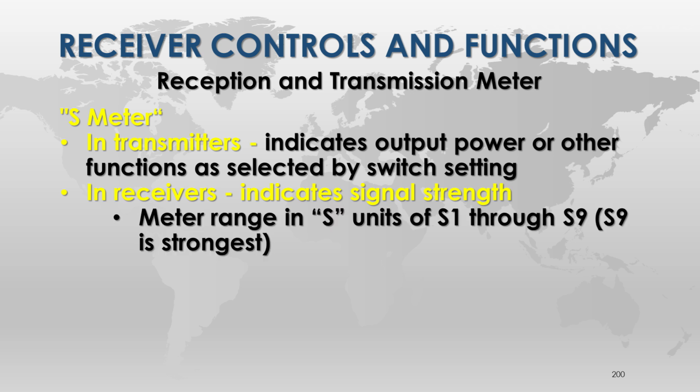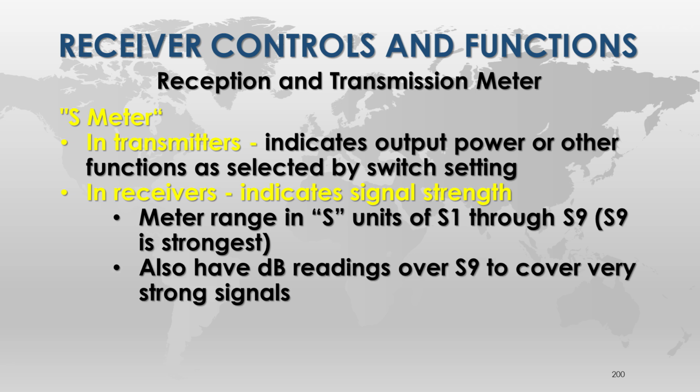The S meter ranges in S units from S1 through S9, with S9 being the strongest. I also have decibel readings over S9 to cover very strong signals. Sitting in my house on the Roxanne repeater, about 3 miles away, anybody I talk to on the system has an S meter reading of 60 dB over S9, because I'm reading the repeater's output, not their input. Not their transmission.